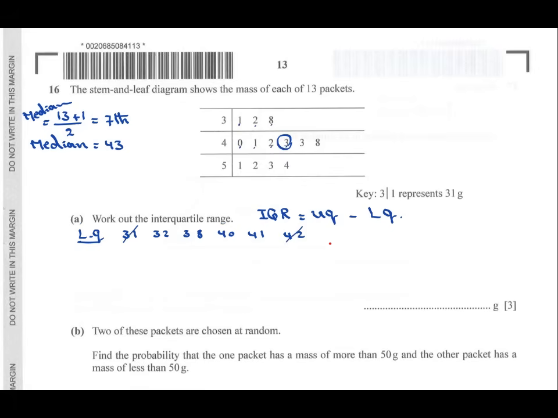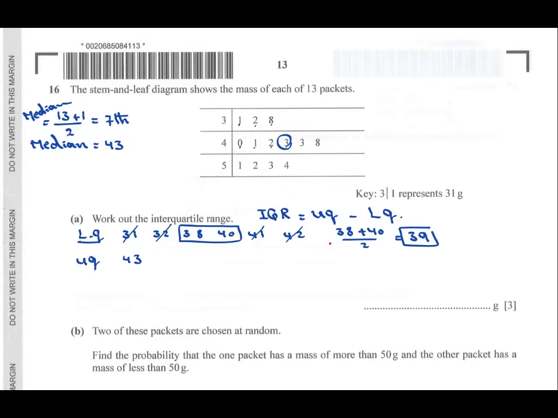31, 42, 32, 41. The two middle numbers for the first half are 38 and 40. We find the average of 38 plus 40 over 2, which is 39. 39 is the lower quartile. To find the upper quartile, we will do the same.